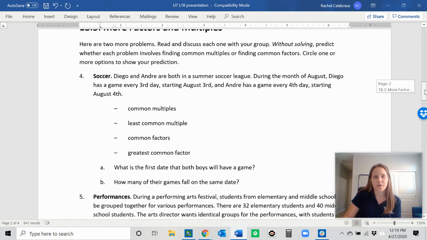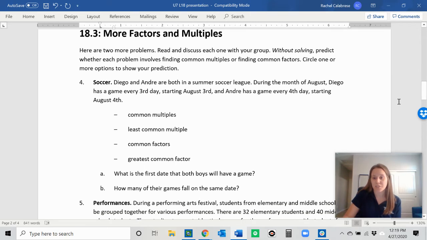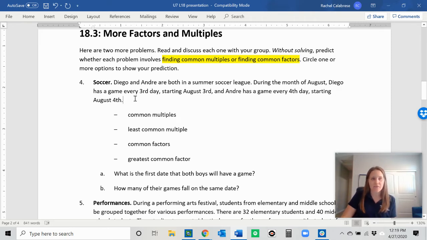All right, there are 2 more questions here. We're not going to solve these questions. We are just going to read them and identify if the problem involves finding common multiples or finding common factors, okay? Let's read together. Number 4, this is a problem about soccer.